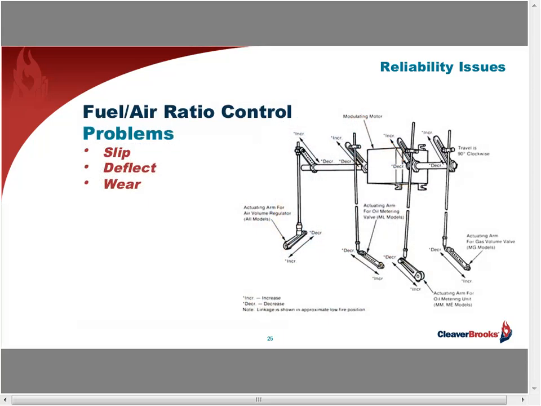So, still zeroing in on the burner, the other area of concern will be, as mentioned, the fuel-air ratio control system. And again, here you see a single point positioning system with a single motor driving various linkages off a single horizontal jack shaft. Now, as this system ages and wears, it loosens and it deflects, causing combustion issues and flameouts, leading to nuisance shutdowns, amongst other things that I just showed you.